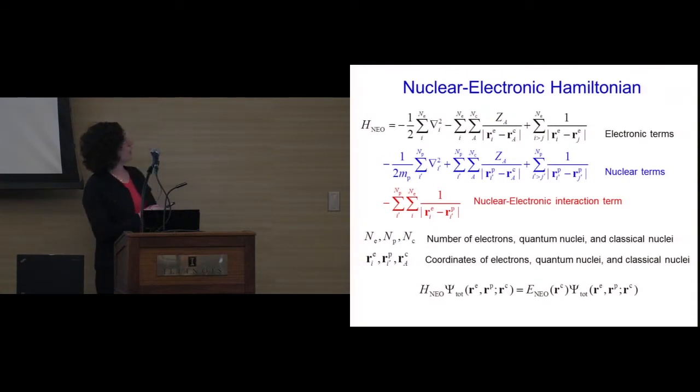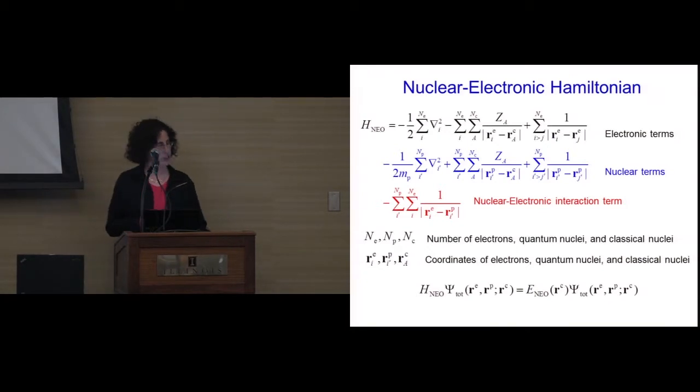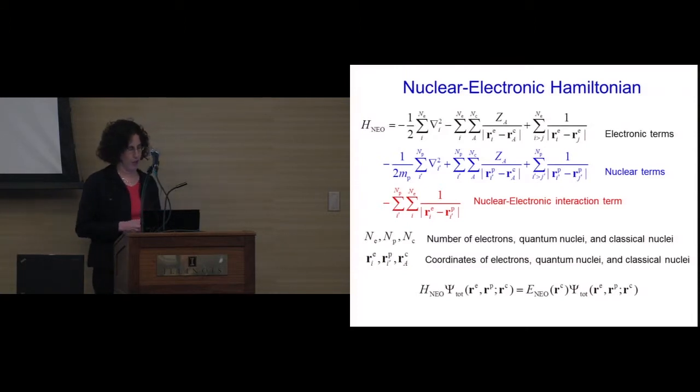And then we have a Hamiltonian. The top line is just your standard terms in an electronic structure calculation. Then the blue terms are the analogous terms for the quantum nuclei. And the red term is the interaction between the electrons and the quantum nuclei. That's actually the term that makes this a hard problem. And so the goal then is to solve the Schrödinger equation at the bottom.